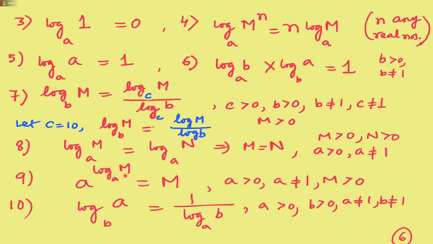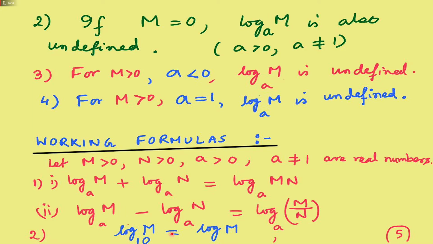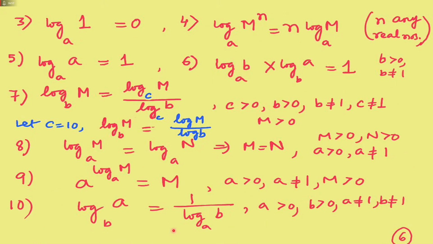Suppose a to the power log m base a. That means this is the base for the index and this is the base for the log, and it will give you only m. Log a base b can also be written as 1 by log b base a. All these relations can also be easily proved by using the laws of indices. You can find it in your books, and please read them, and you will understand that these relations are nothing but the consequences of indices.